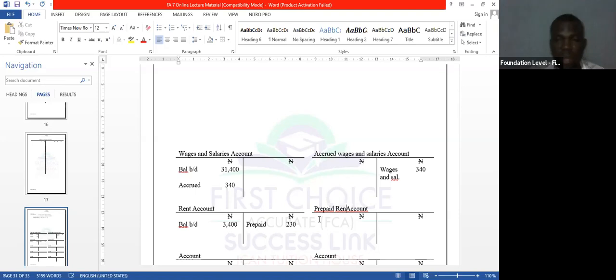So if we credit this place, then it means that we're going to debit this place. So we debit the expense account, right? Expense account. So that's 230.